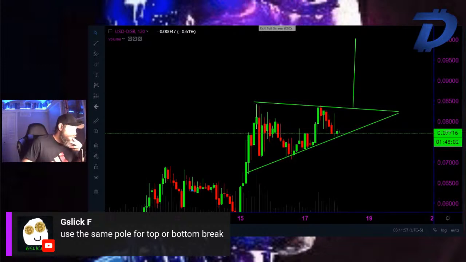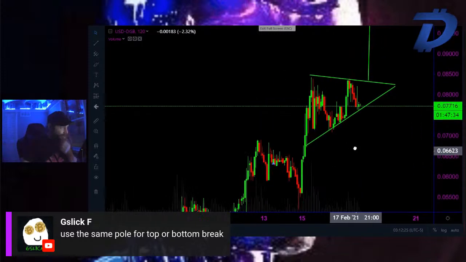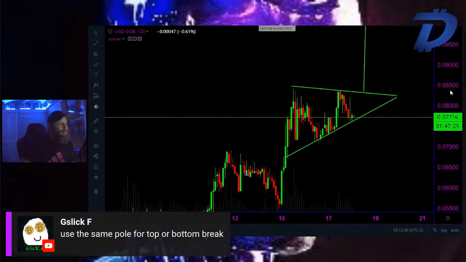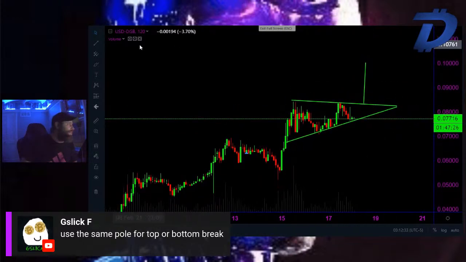Use the same pole for top or bottom break. Right. Okay. The pole is cool because you're basing it on a flagpole, but it's the same as the Fibonacci, right? The Fibonacci is a lot more accurate because you pretty much have a target. Oh, you guys can't even see my cursor. Let's go. So the Fibonacci. Let's see what this pole actually ends up being. It's probably right on, right? With the Fibonacci.